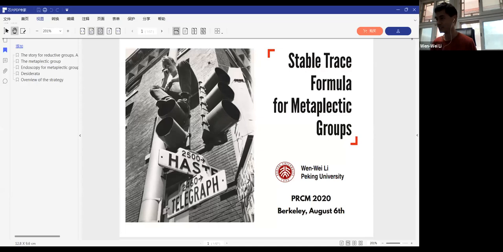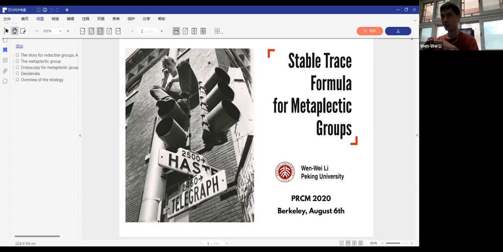So the topic today is actually an old topic. I guess many of you have heard about this maybe 3 or 4 times. This was actually the topic of my thesis. But recently I'm picking it up, and I hope there is some progress in this direction, so I can finally finish it up in the near future. I will talk about the stable trace formula for metaplectic groups.